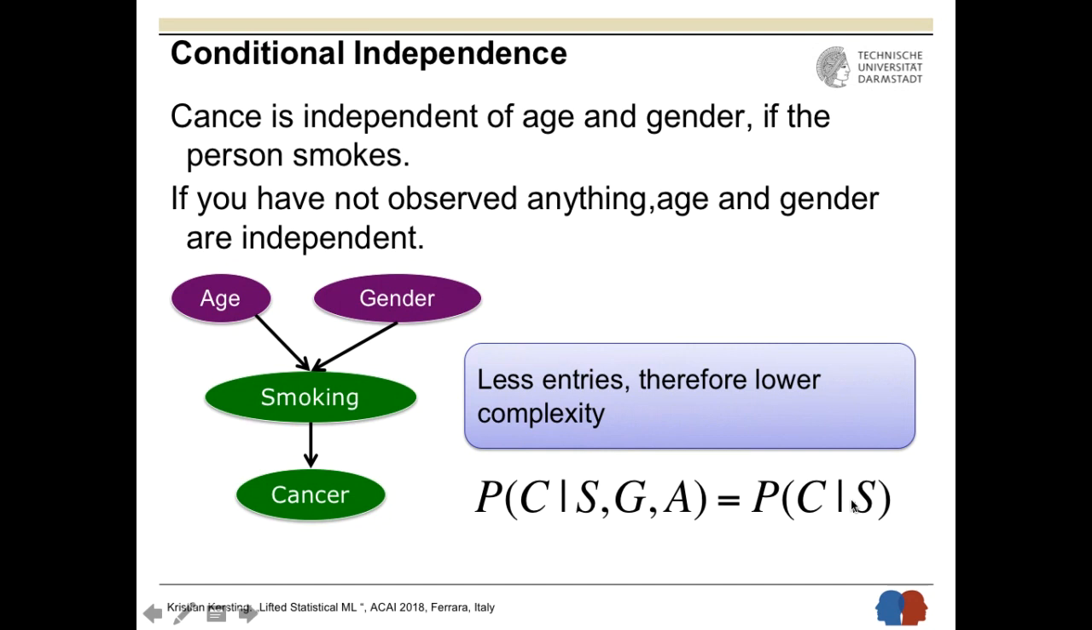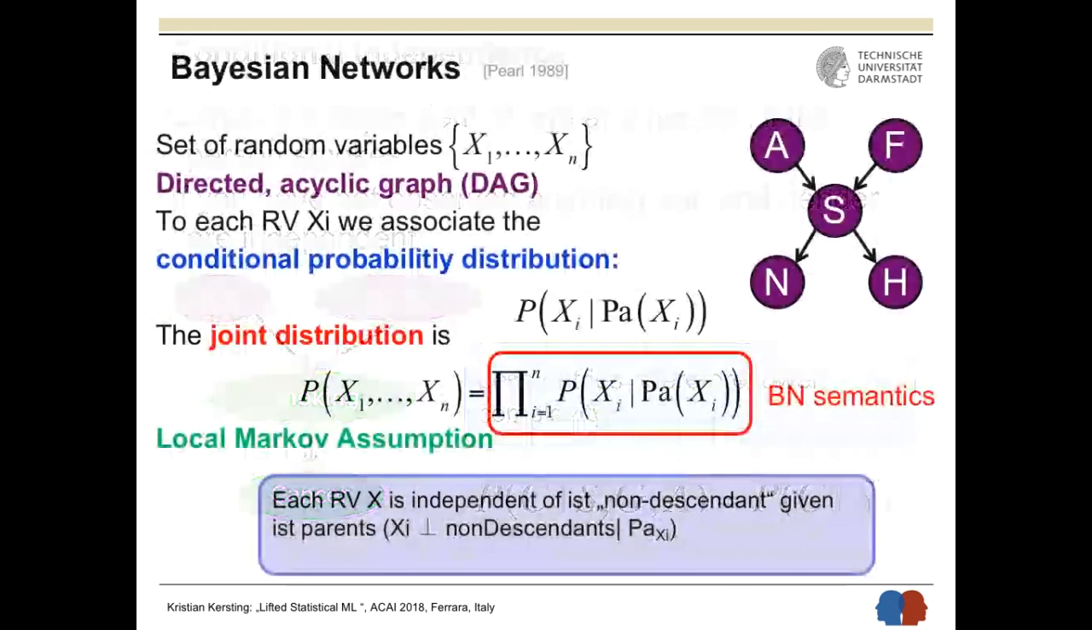And because you have fewer entries, if you see that as a table, you're dropping 2 variables, so you're getting a big reduction. And keep in mind that this table is growing exponentially, so likewise you're getting an exponential reduction here. So you can imagine that if you make a lot of use of conditional independencies, you can hopefully get a more compact representation.